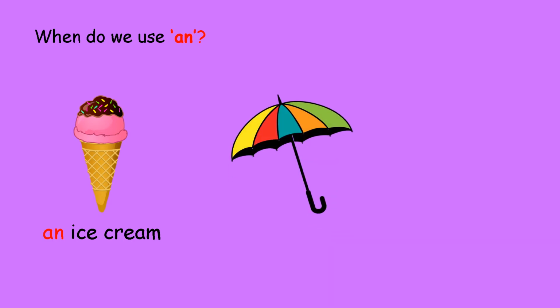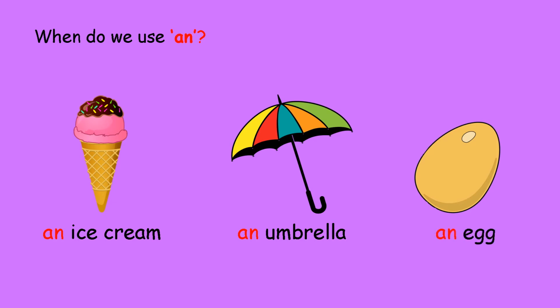More examples here. This is my favorite. We have here an ice cream, one ice cream, and ice cream starts with the letter I. It's a vowel. We say an ice cream. And now we have an umbrella. And here, this is an egg, one egg, and the letter E is a vowel. We say an egg.